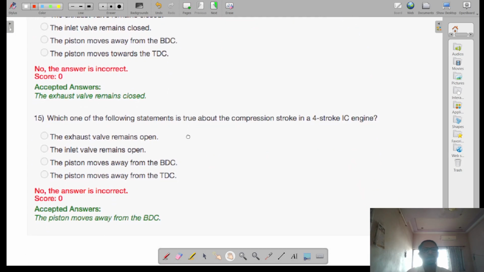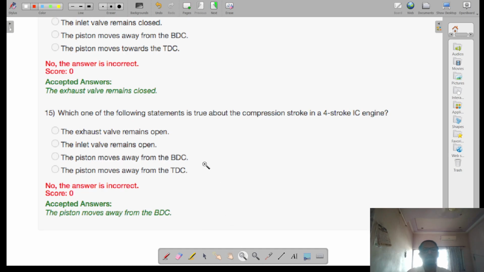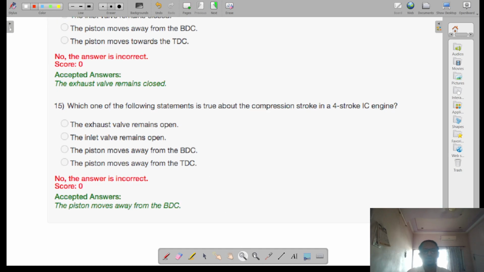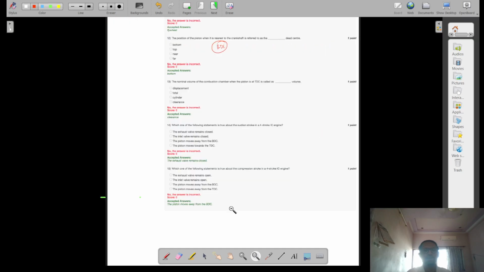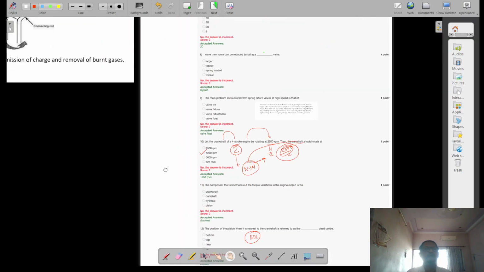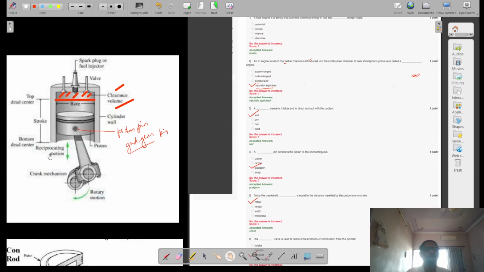Then the final question in this assignment is, which one of the following statements is true about the compression stroke in the four-stroke engine? When there is a compression stroke in the IC engine, the piston will move from the bottom dead center to the top dead center. मैं आपको फिर से दिखाता हूँ वही पार्ट। कॉम्प्रेशन स्ट्रोक में पिस्टन बॉटम डेड सेंटर से टॉप डेड सेंटर की तरफ जाता है.